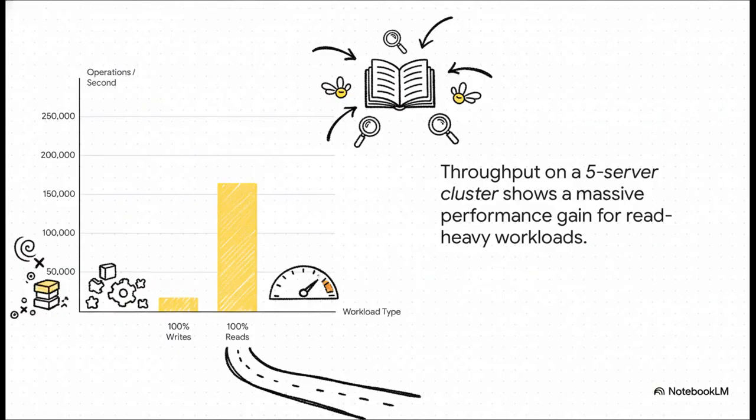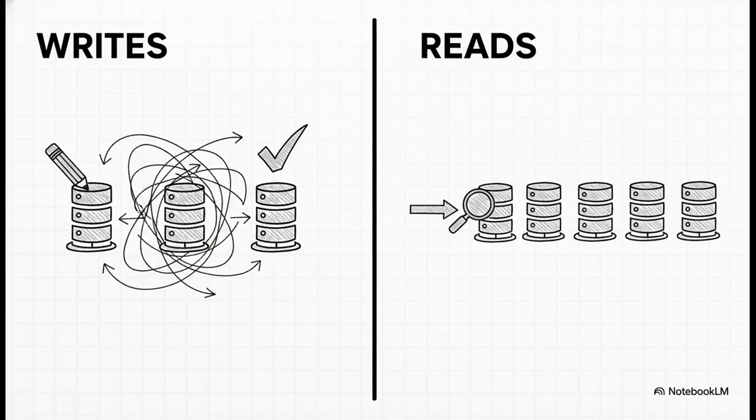It is massive. For a system that's doing 100% writes, meaning every operation is changing data, a 5-server cluster handles about 18,000 operations per second. But for 100% reads, that number just skyrockets to 165,000 operations per second. So why? Well, it all comes back to that brilliant design.